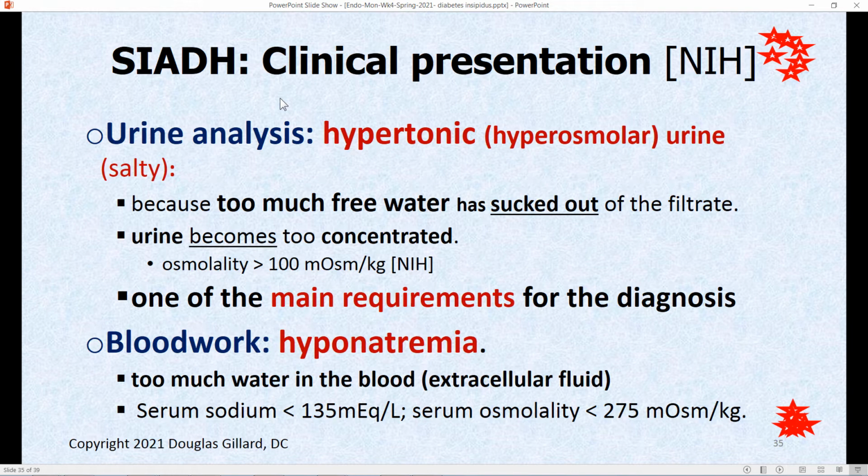What will the blood look like? The blood's going to have too much water in it, not enough salt, so you have hyponatremia. And I'm not going to, maybe Dr. Dumani will ask you these numbers, but I'm not going to ask you numbers.